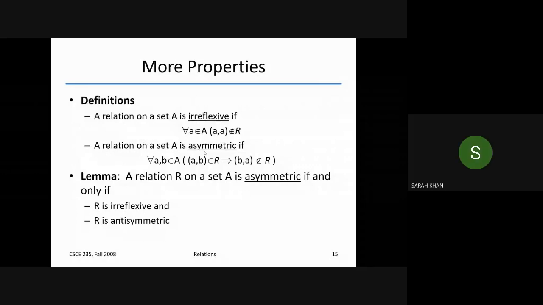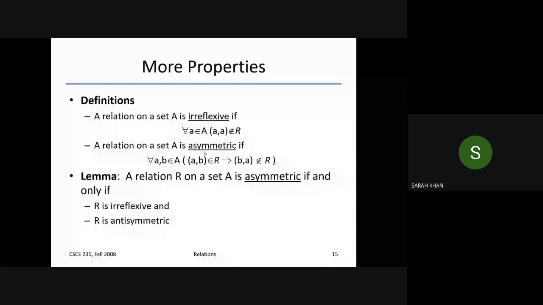Sir, while learning antisymmetric, we had a relation in which the elements were (1, 2). It had only one element. So that time we said that it is antisymmetric: (x, y) belongs to the relation, but (y, x) does not belong to the relation. So it is not violating the property. That's why it is antisymmetric.